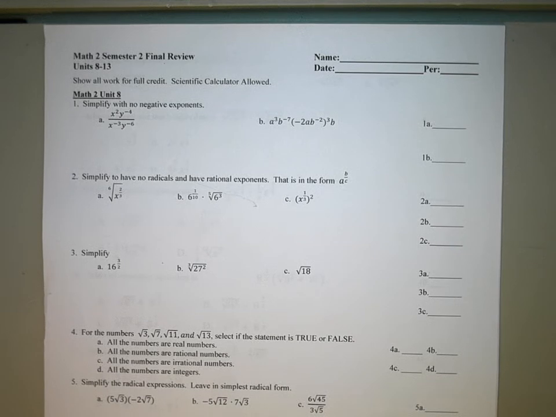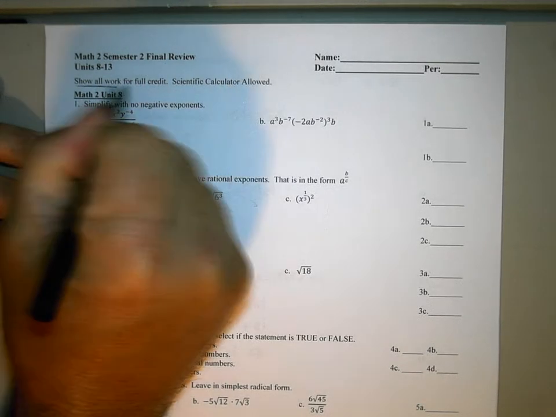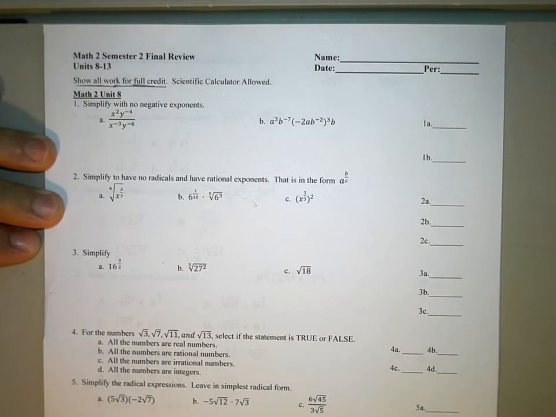Okay, good morning. It's Cinco de Mayo, and I'm going to go over Unit 8 work today. This is Math 2, Semester 2, Final Review, Units 8 through 13. And today we're going to cover the odds on Unit 8. Alright, show all work for full credit. You guys have been hearing this from your math teacher for a very long time.